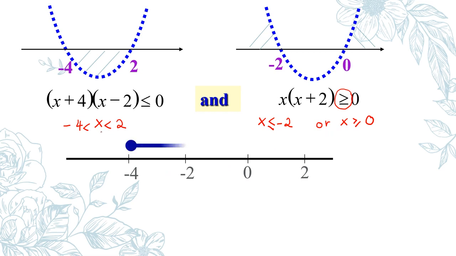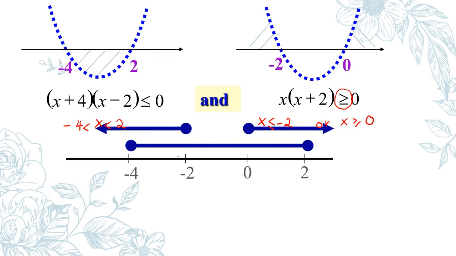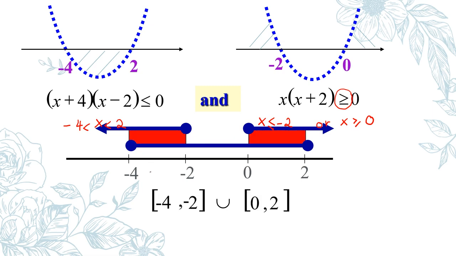We will combine these two answers, and since we are using and, we are finding the intersection. So the answer here, x is in between negative 4 until 2, and we sketch x is less than negative 2 and x is greater than or equal to 0. So the intersection here will give us x is in between negative 4 and negative 2, and x is in between 0 and 2. So this is our final answer.